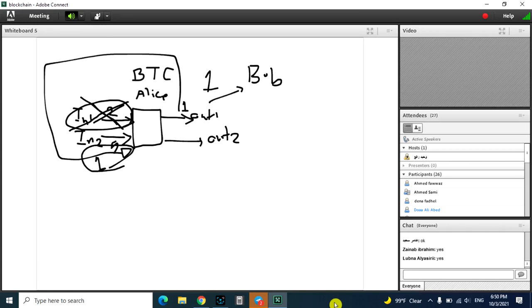In next topics, I will talk about how these addresses will be generated, and I will give you the Python programs to generate different addresses with different standards.